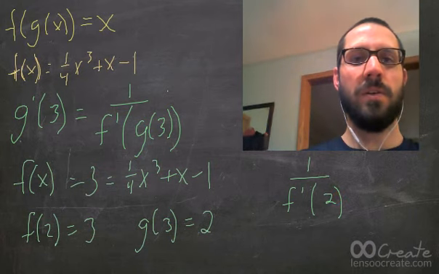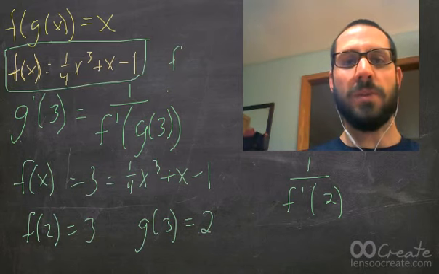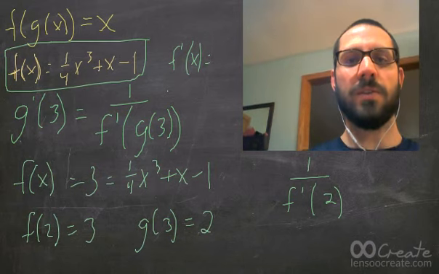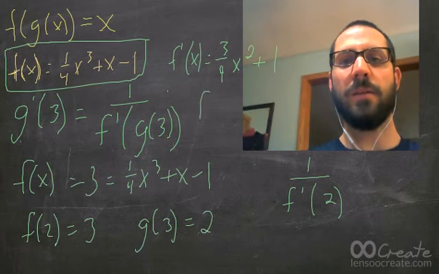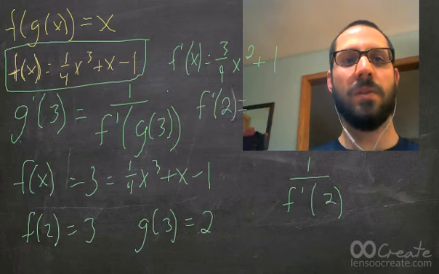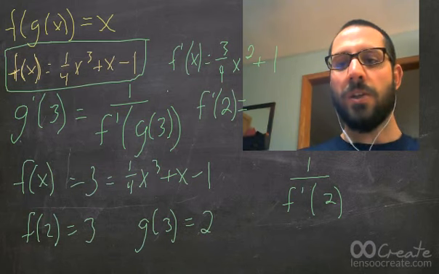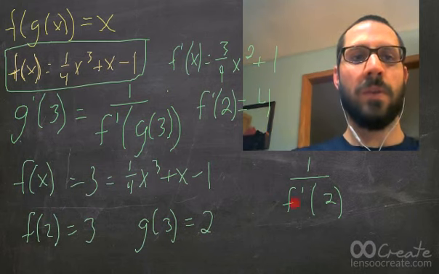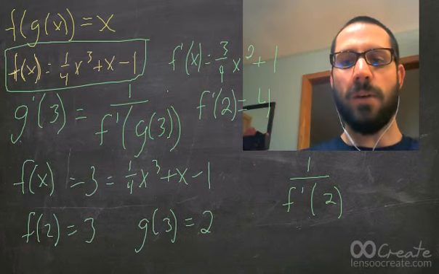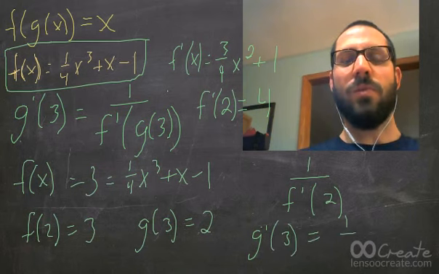So the last thing we have to do is find the derivative of f. So f prime of x is going to be 1 over 4 times 3, so we'll call it 3/4 x squared plus 1. And then if we put our f prime of 2 in there, 2 squared is 4 times 3/4 is 3 plus 1 is 4. So f prime of 2 is 4. So g prime of 3 finally will be 1 over 4.